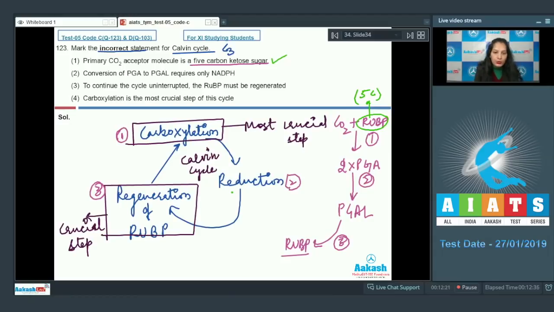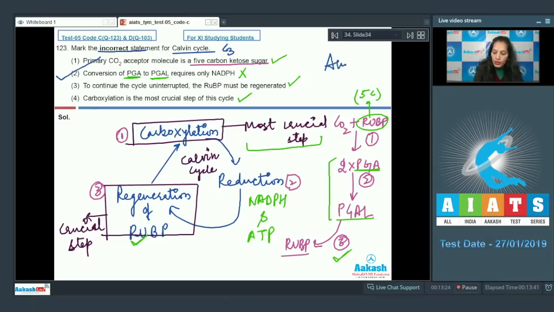So this is correct. Second, conversion of PGA to PGAL, phosphoglyceric acid to phosphoglyceraldehyde, requires only NADPH? No, this step is the reduction which requires NADPH as well as ATP. So this statement is wrong. Third, to continue the cycle uninterrupted, the RUBP must be regenerated. Yes, there is a step called regeneration of RUBP which should be there to continue the cycle uninterrupted. So this is correct. Fourth, carboxylation is the most crucial step of the cycle. Yes, carboxylation is the most crucial step, whereas regeneration of RUBP is also a crucial step. So this is also correct. So the incorrect statement is the second, and the correct option for the given question is option number 2.